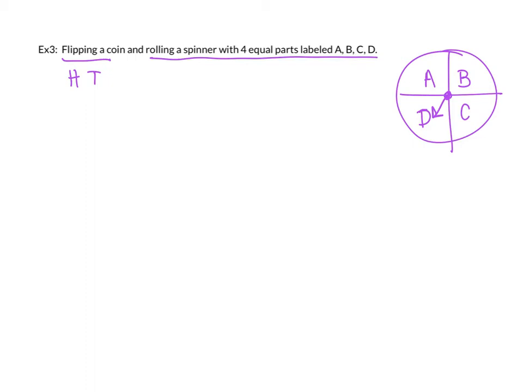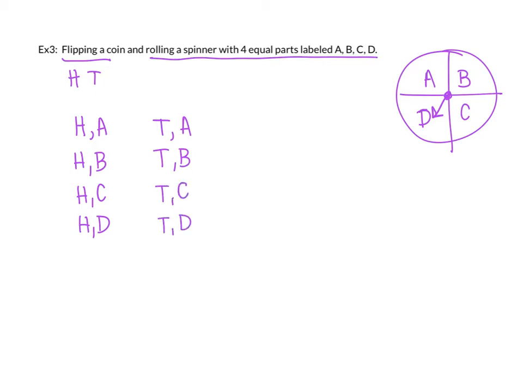So I know that I can have heads and roll an A. I know I can have heads and roll a B. I know I can have heads and roll a C, or I can have heads and roll a D. So those are all the possible outcomes with heads of the coin. So then I'm going to go to tails, and tails can roll an A, tails can roll a B, tails can roll a C, or tails can roll a D. So my sample space are these 8 outcomes.